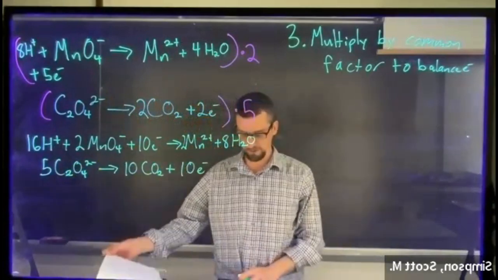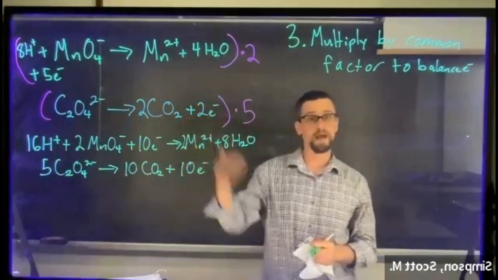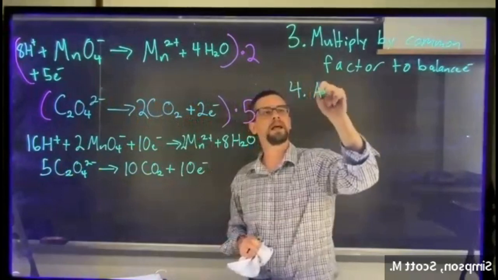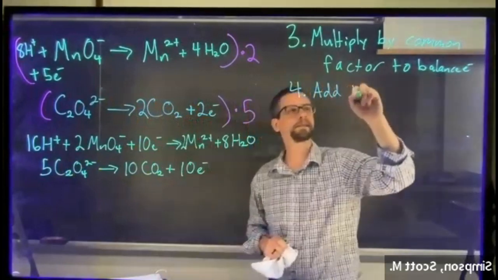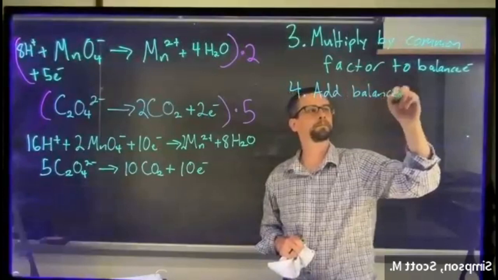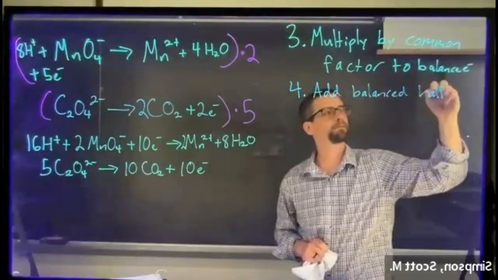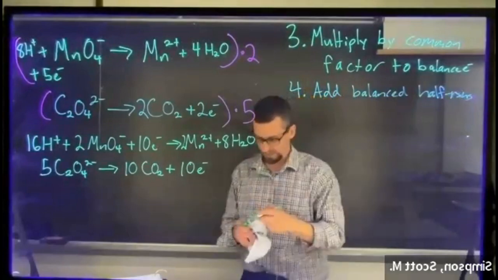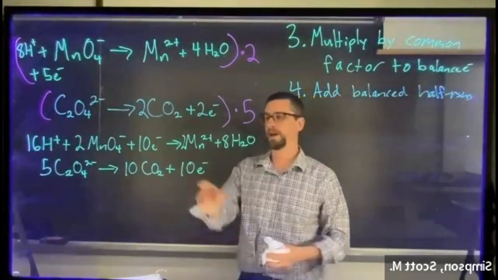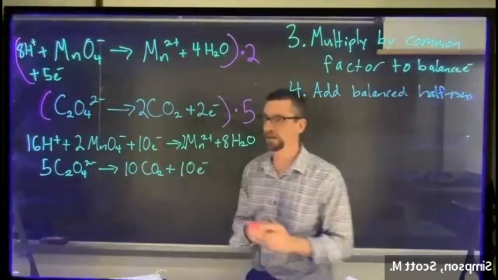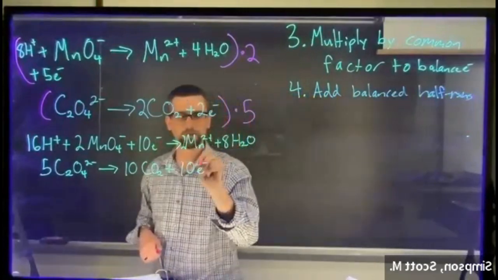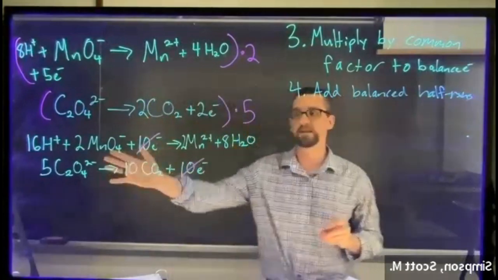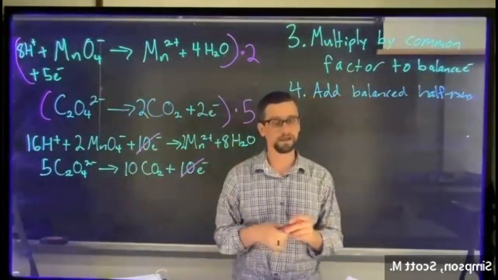The next thing we want to do, we want to add these balanced half reactions together. Step 4, add balanced half reactions together. When we add those two things together, what should end up happening? Those electrons should cancel out because they appear on both the left and right. If you have anything else that matches on the left and right, those should also cancel.